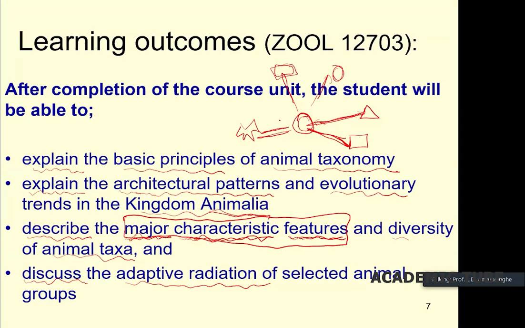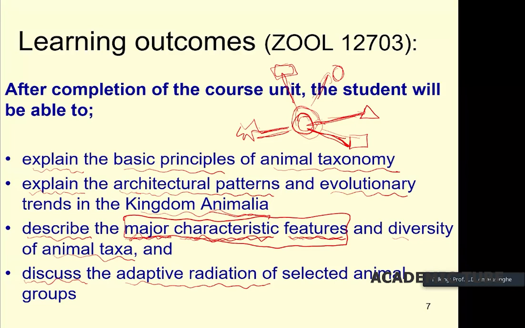It is like a radial arrangement with the main features of the first animal or animal group we are going to describe. So you should be able to describe and discuss the adaptive radiation of only selected animal groups. There is a vast animal group, so you can't complete all those animal groups within this course unit, so you are going to learn the adaptive radiation of selected animal groups.